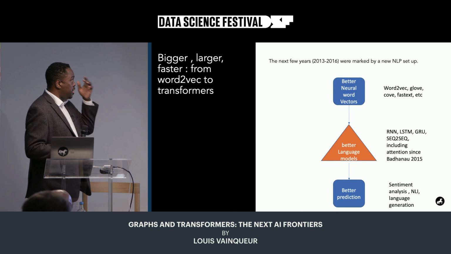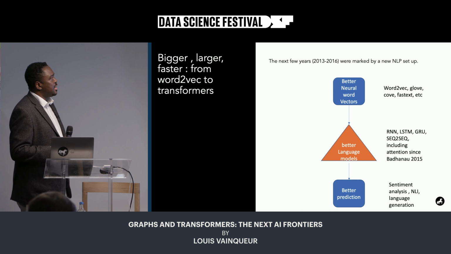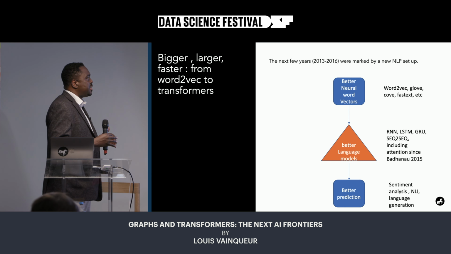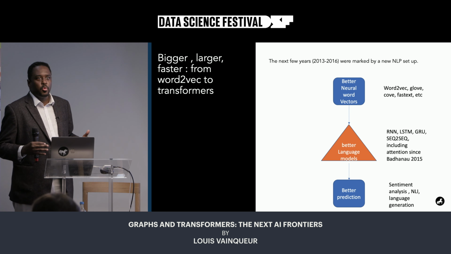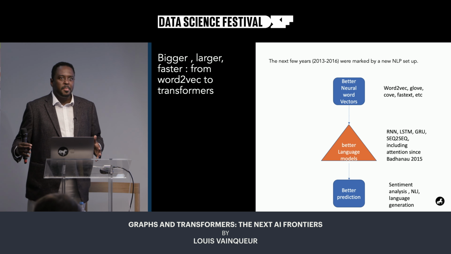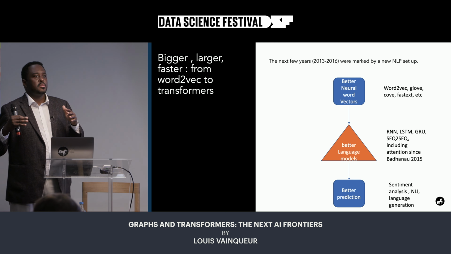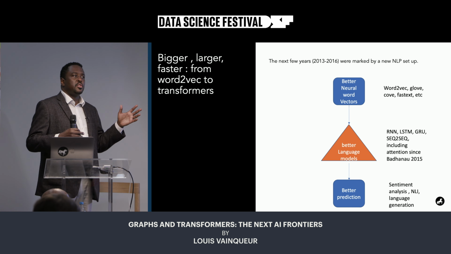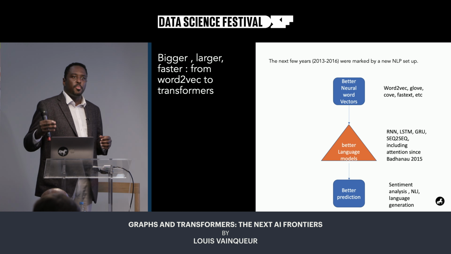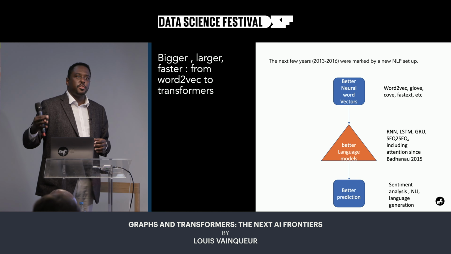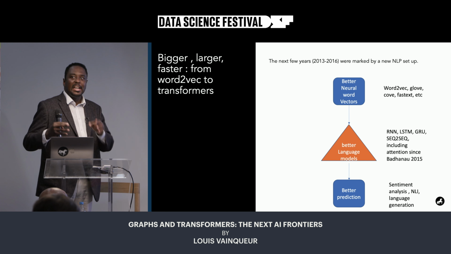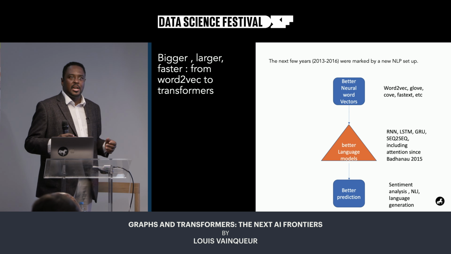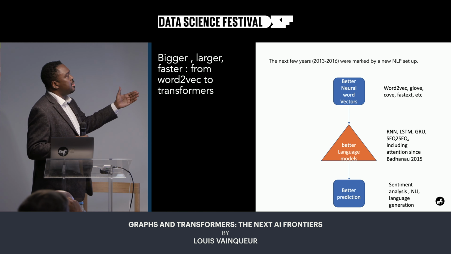Okay, so the next few years, 2013 to 2016, were marked by an almost standard NLP setup. People were looking for better word vectors, that means larger amounts of text that is of better quality. Because the first versions of word vectors, for example, were using things like Common Crawl, but that version of Common Crawl wasn't really cleaned, and so you had things like HTML tags. So people tried to create better word vectors.